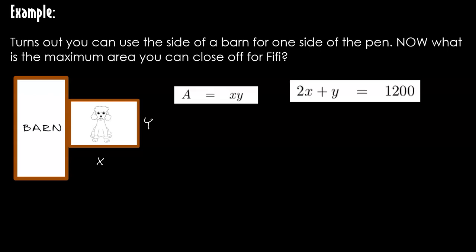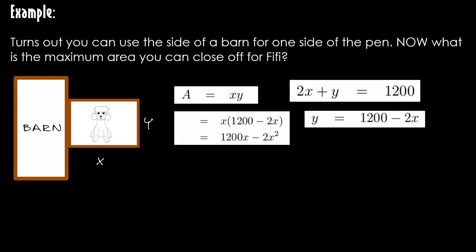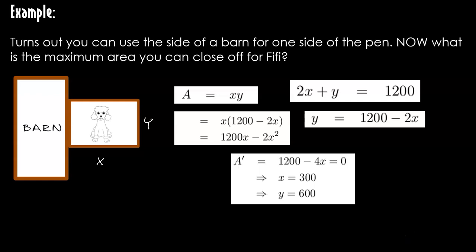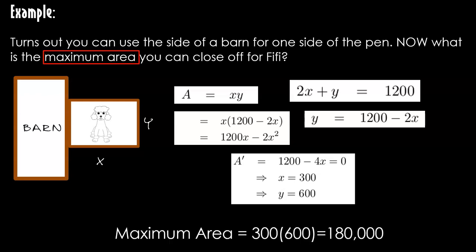But this time, you have 2x plus y equals 1,200. I'm going to solve for y. So y is 1,200 minus 2x, and plug that into the equation. Multiply through. Take the derivative, and I get 1,200 minus 4x equals 0. So x is again 300, but this time y is 600. What am I asking for again? Maximum area. Plug that in. I get 300 times 600 equals 180,000.